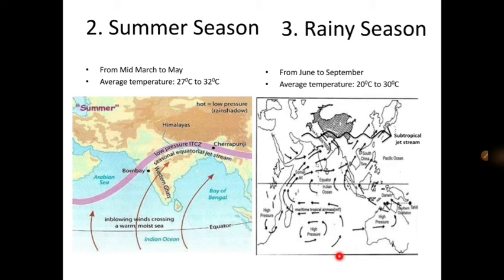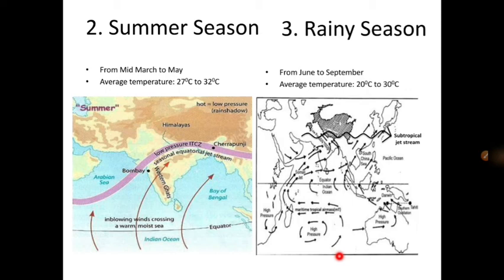Now, the third season is the rainy season, which extends from June to September, and the average temperature of this rainy season remains between 20 to 30 degrees centigrade. You know, the rainy season starts from June and continues up to September. The sun is vertical over the Tropic of Cancer on 21st June. Thus, the low pressure zone ITCZ, that is intertropical convergence zone, moves northward up to 20 to 30 degree north latitude.